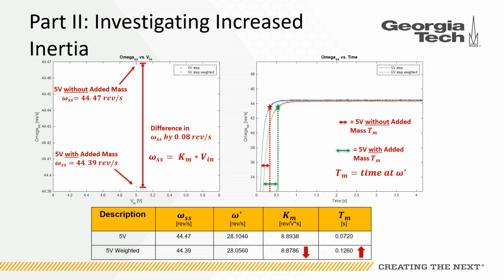As for Tm, the Tm values increase with added mass. The increase in Tm is expected because the increased mass is causing the motor to take a longer time to reach steady state omega.